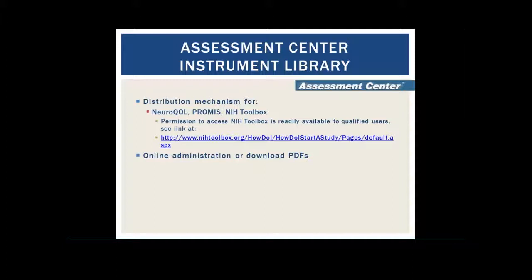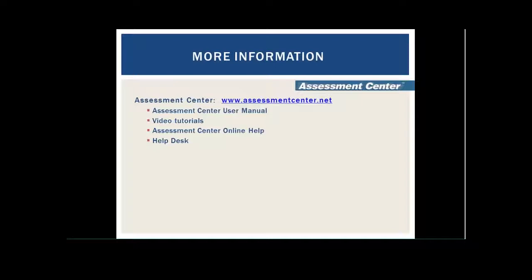All the measures that are available within Assessment Center are also available as a downloadable PDF, but I will emphasize, as I stated earlier, that that is for Neuro-QoL and PROMIS. More information on Assessment Center: AssessmentCenter.net is the URL and how you get to Assessment Center, and that's our homepage. On the homepage, there's a wealth of information: what measures are available, scoring manuals, a user manual, video tutorials, a help section, an FAQ section, and access to the help desk, as well as a CAT demo, so you can see how the CATs perform in Assessment Center.